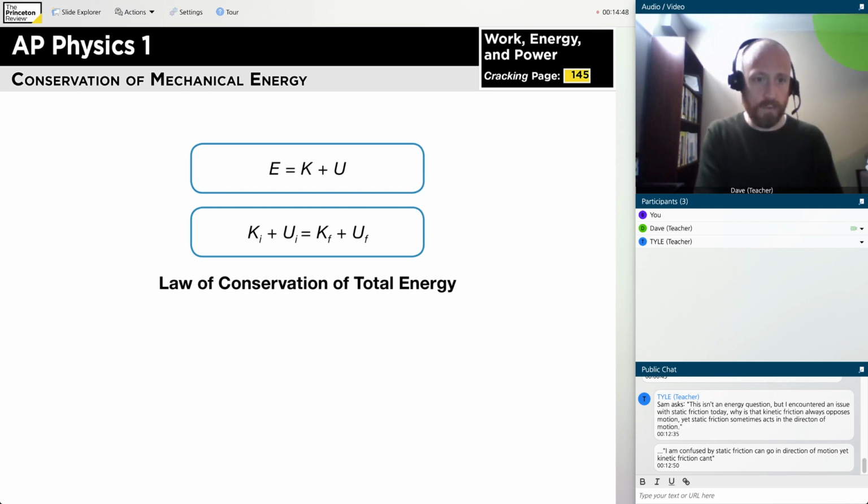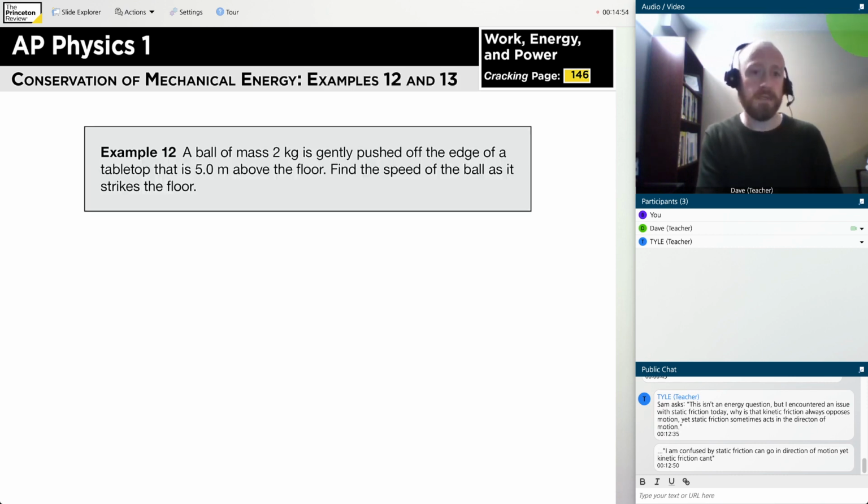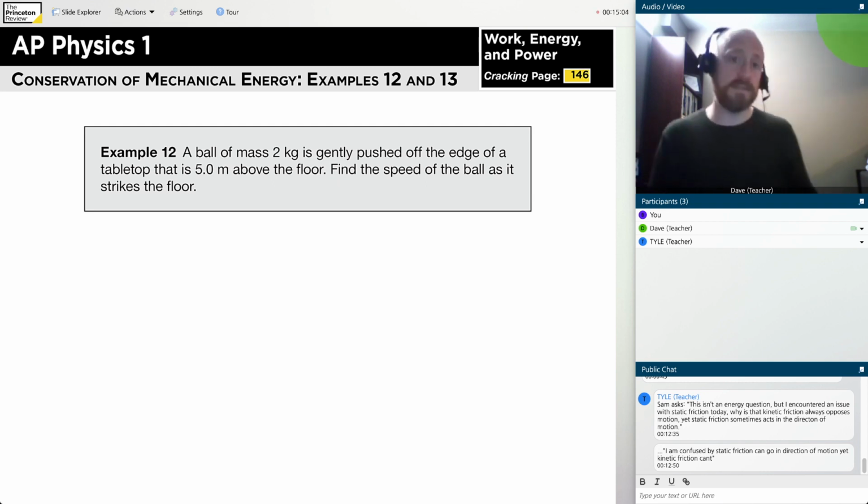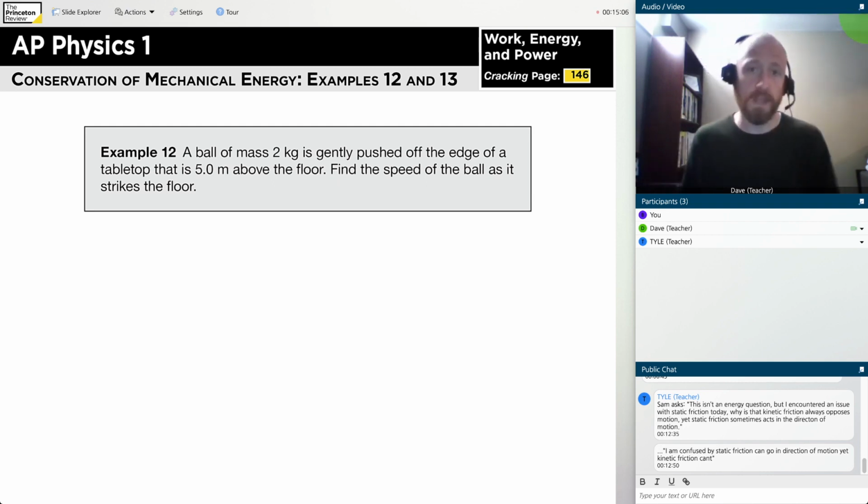So what we can do as an example with conservation of energy is now get into example number 12, which we see right here. And this says we have a ball of mass 2 kilograms gently pushed off the edge of a tabletop. This is 5 meters above the floor. And our question is to find the speed the ball has when it strikes the floor.